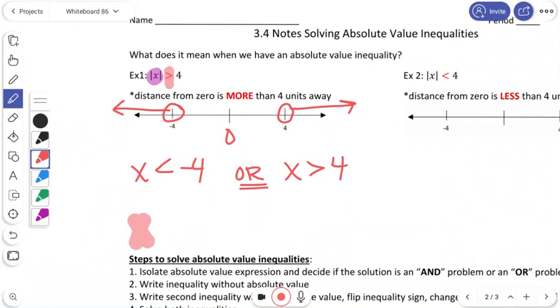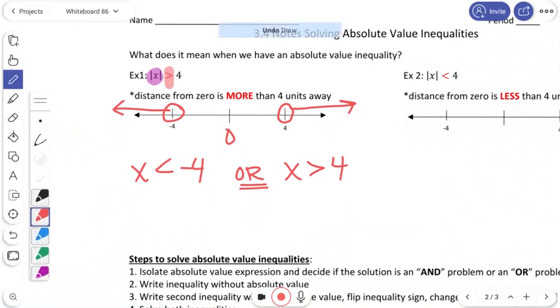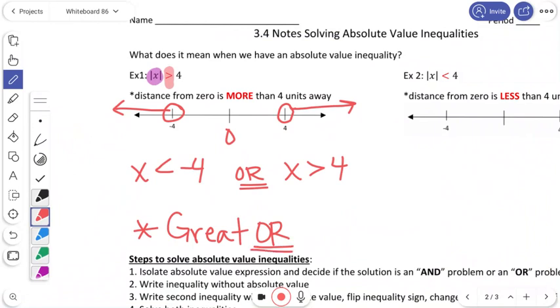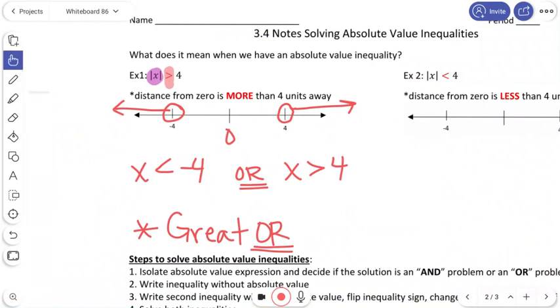And there's a goofy way that I like to remember it. Just spell out the word greater. Obviously, that's not how you spell greater. It's usually ER, but that helps us remember. A greater than problem is an or problem.